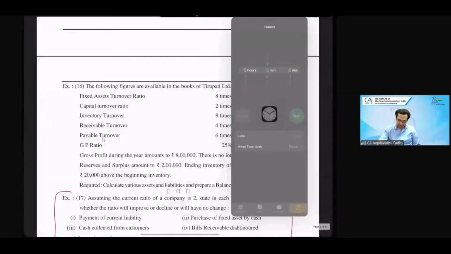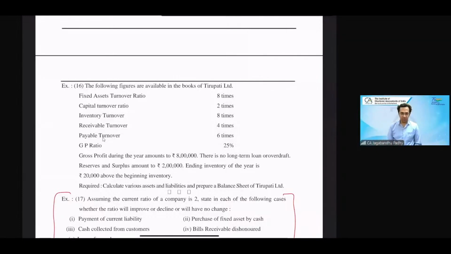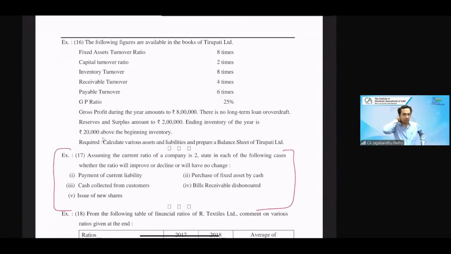Okay, time up, guys. Let's get started. Fixed asset turnover is given, capital turnover, inventory turnover, receivables turnover, payable turnover. GP ratio is 25%. Gross profit is 8 lakh. There is no long-term overdraft. Reserves and surplus amount to 2 lakh. Ending inventory of the year is 20,000 above the beginning inventory. Now, when you have the relationship between ending and beginning inventory, it means we are supposed to use average inventory. We have to calculate various assets and liabilities from the balance sheet of Tirupati Limited.